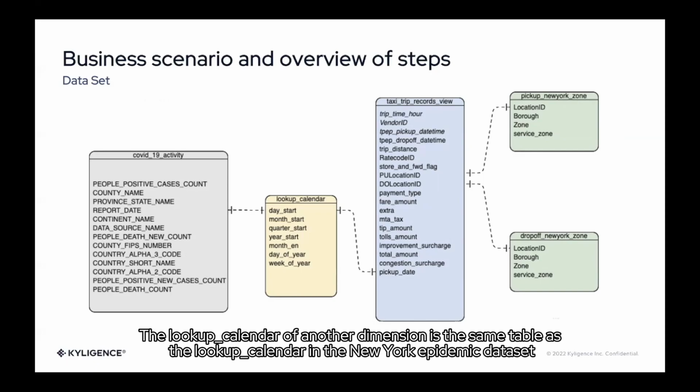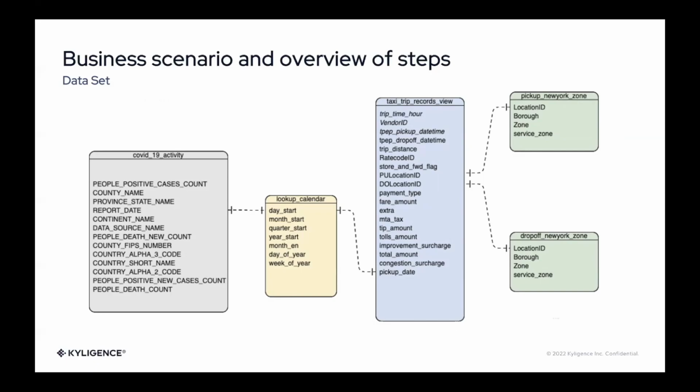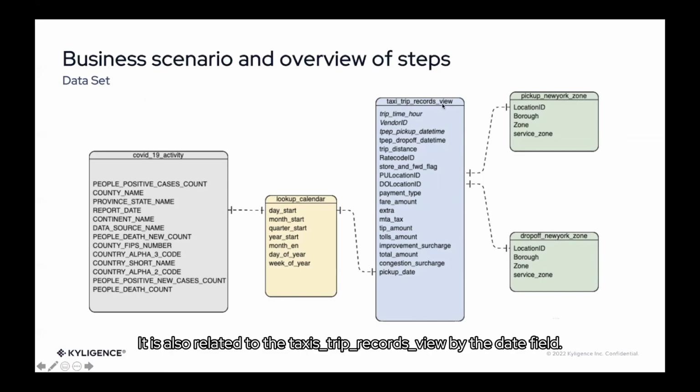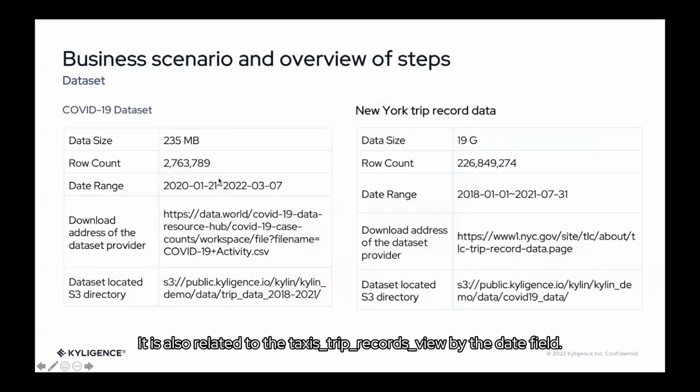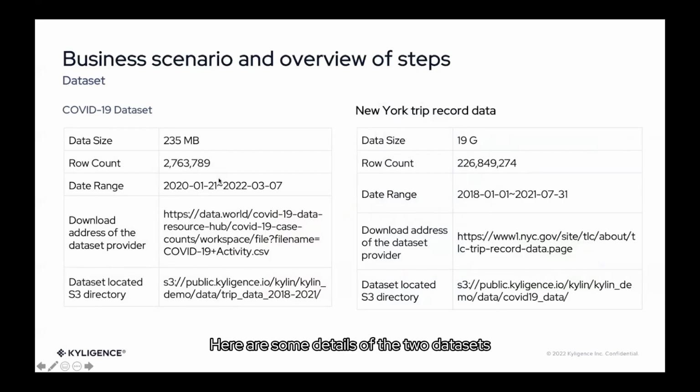The lookup_calendar of the other dimension is the same table as the lookup_calendar in the New York epidemic dataset. It is also related to the taxi_trip_records_view by the date field. Here are some details of the two datasets.